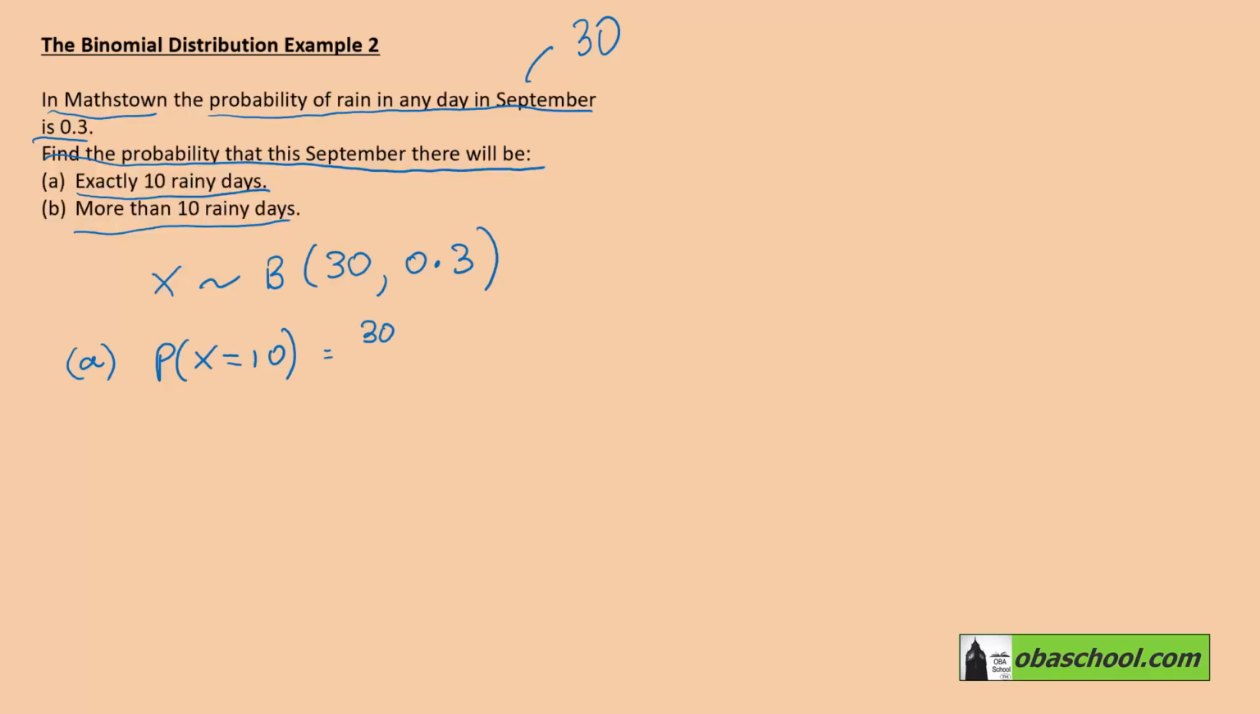That's going to be 30 choose 10 multiplied by 0.3 to the 10, multiplied by 0.7, which is the probability of failure, to the 20, which is of course 30 take away 10.